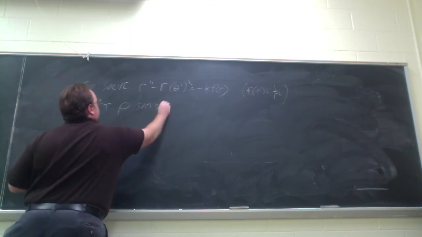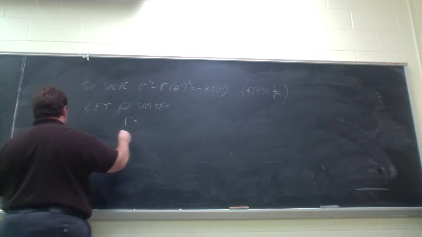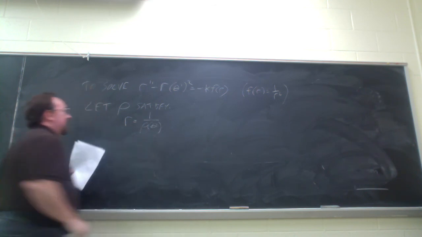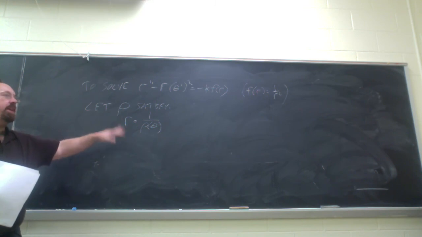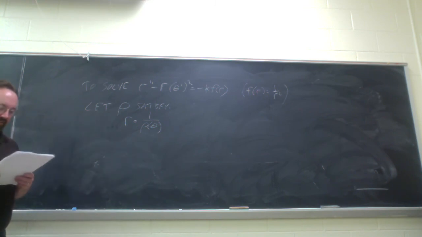So, my change of variable is I'm going to let rho be defined by this relationship: r is equal to 1 over rho of theta. Now r and theta both depend on t, but I'm going to say that r is a function of theta. So it still depends on t, just indirectly. That way, if I can solve for r in terms of theta, and then solve for theta, then I have everything I need.